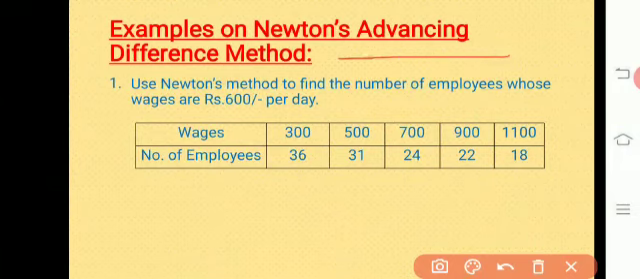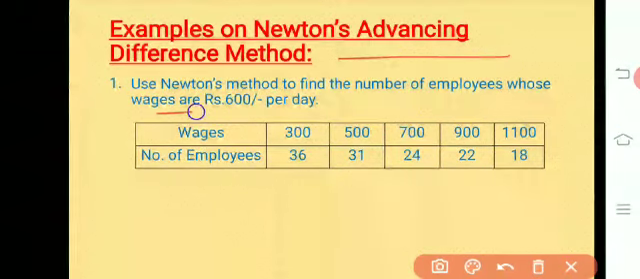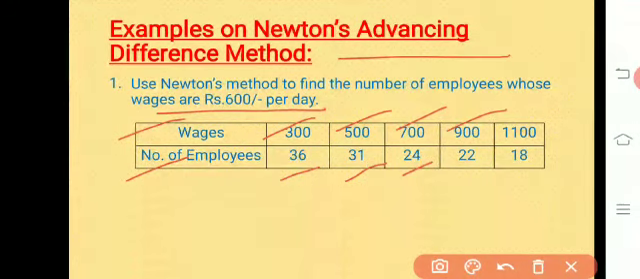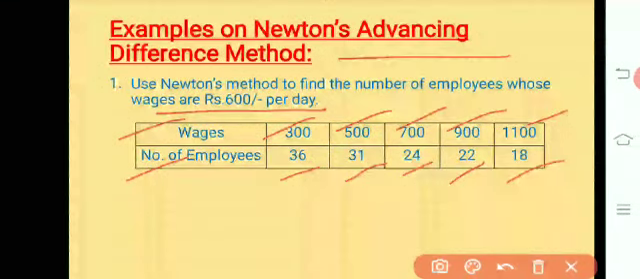First question is, use Newton's method to find the number of employees whose wages are rupees 600 per day, and here data is given: wages and number of employees. Wages 300, the number of employees are 36. 500, number of employees are 31. Wages 700, number of employees are 24. Wages 900, the number of employees are 22. And wages are 1100, the number of employees are 18.